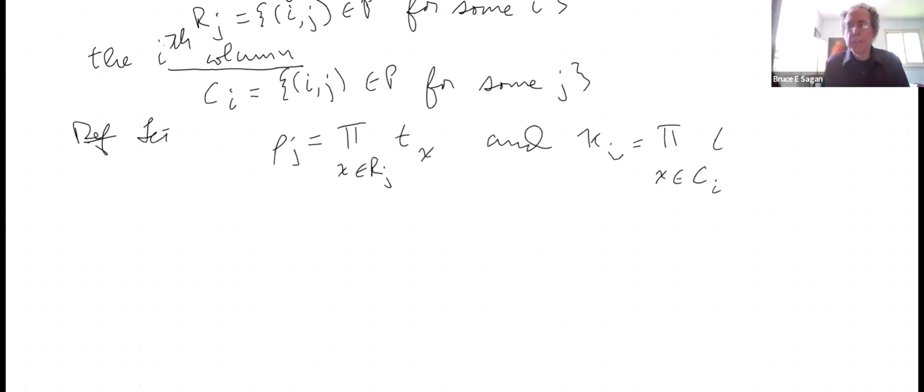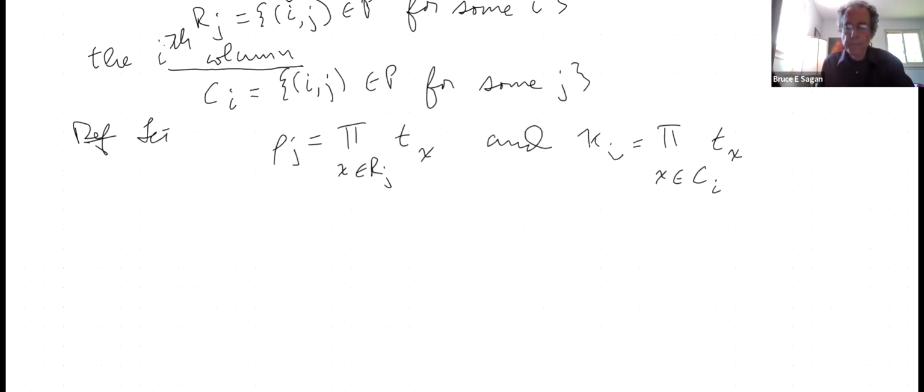Now, there's a problem with making a definition like this. What is that? Toggles don't necessarily commute. So if we put these down in a different order, we might get a different element. That's bad. I claim, though, in this case, it's not a problem.